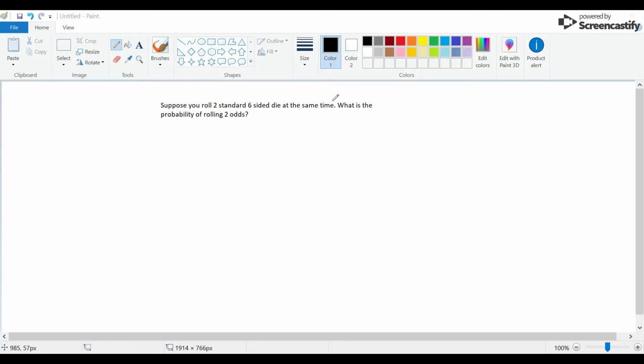Suppose you roll 2 standard 6-sided die at the same time. What is the probability of rolling 2 odds? Well, you have a 3/6 chance on one die and another 3/6 chance on the other. Multiply them together and you get 9/36. If you simplify this, it'll be a 1/4 chance. This means you have a 25% chance of rolling 2 odds using 2 die.